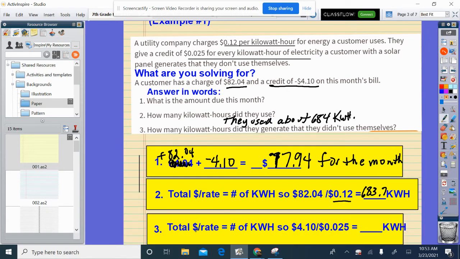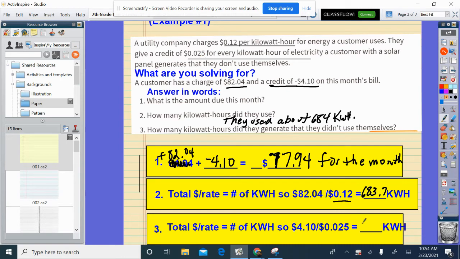Well, again, total dollars divided by the rate equals the number of kilowatt hours. Now notice I did not use a negative here, because here's where absolute value comes into play. We've talked about absolute value being the distance from zero. So what is the distance from zero of a negative $4.10? Well, it's $4.10. So I use that because we're talking about how many kilowatt hours they generated that they sold back to the power company. That would be a positive amount.